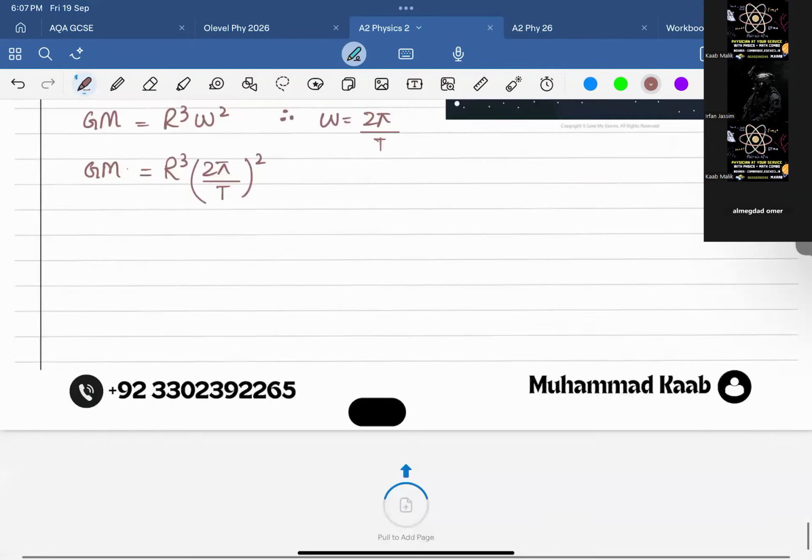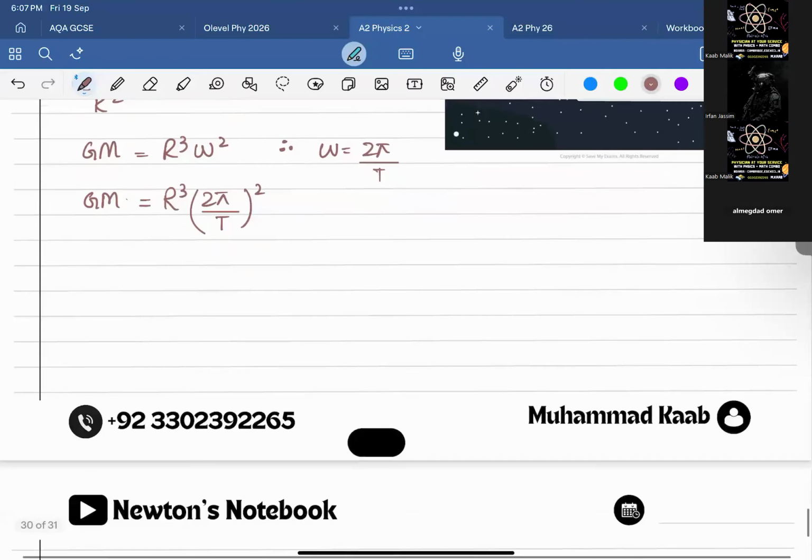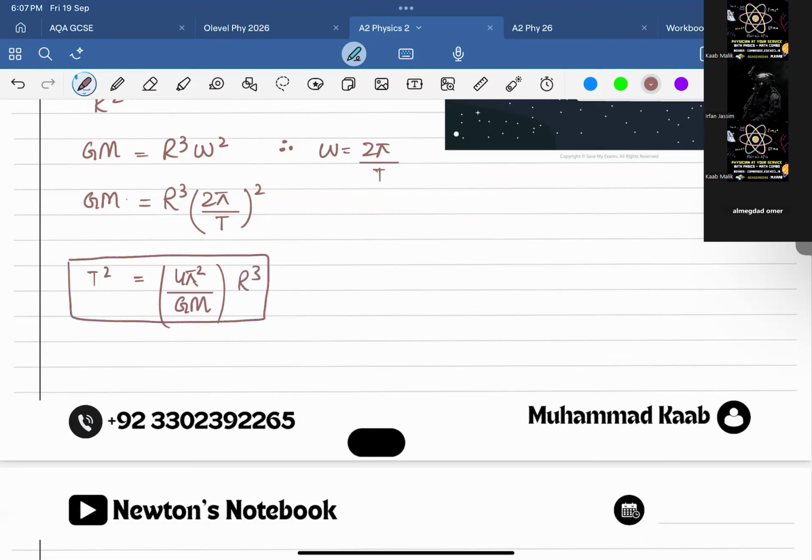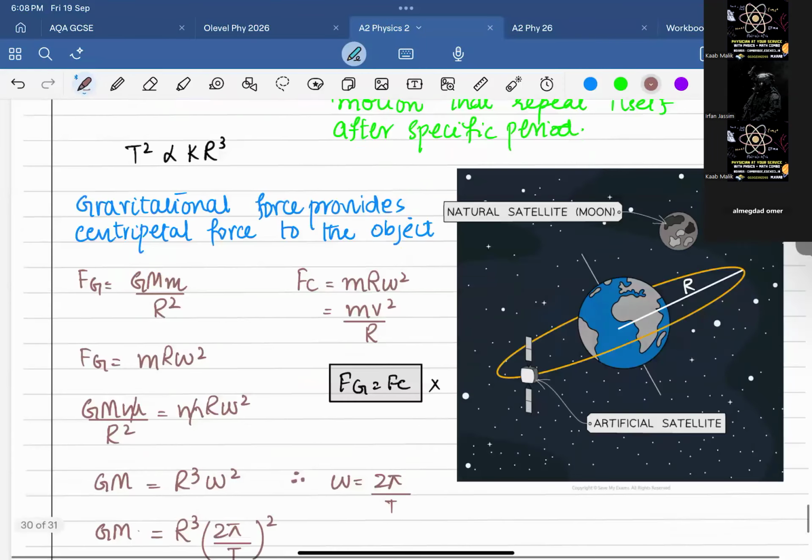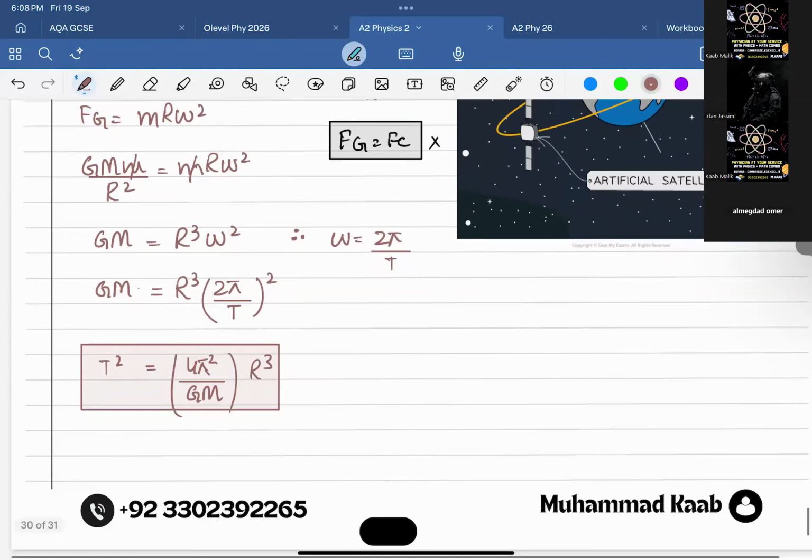Now, if we solve it further, we get T squared equals 4 pi squared over GM times r cubed. This is the law that we are going to use, and here 4 pi squared over GM are the constants. By the way, this is the derivation, and it is a frequently asked question, so you should remember it.